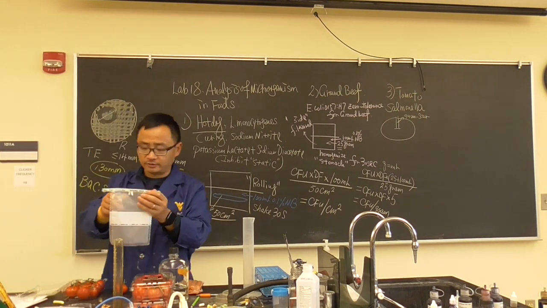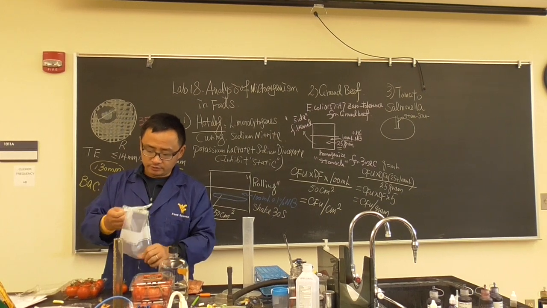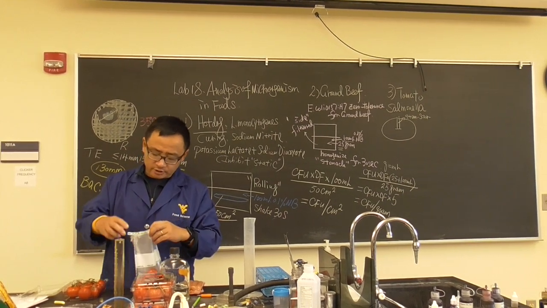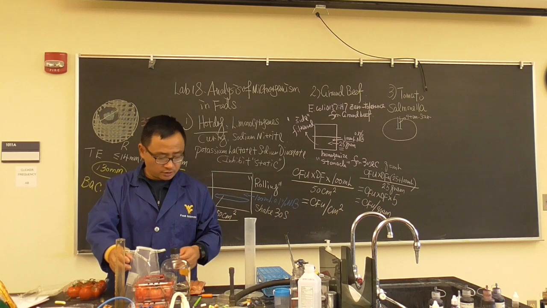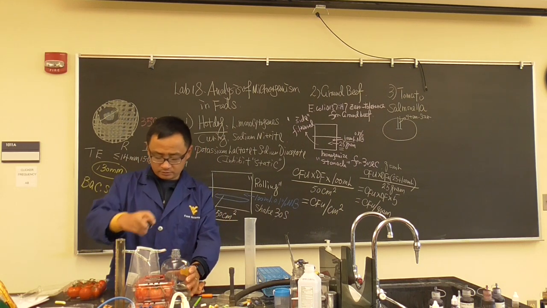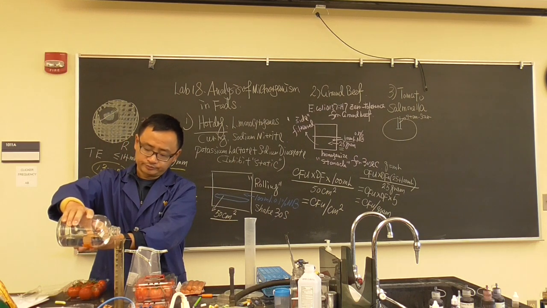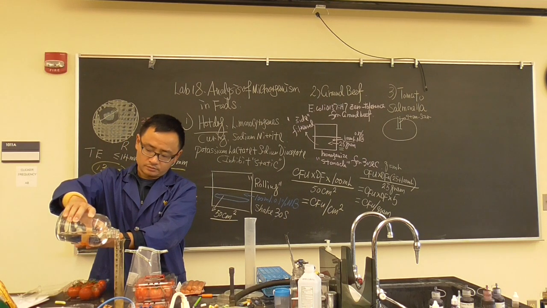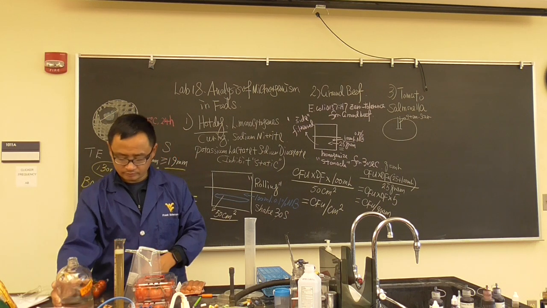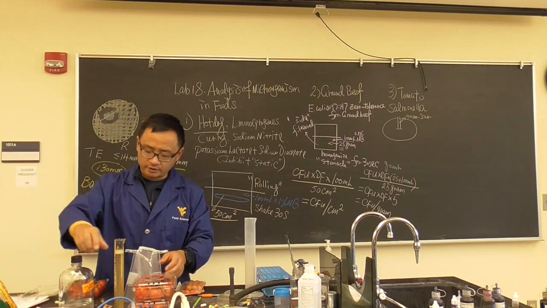So we put in another filter bag. We put a tomato inside. Like this tomato, I would say you could do even 50 ml. Let's still do 100. Let's just keep it the same. So we add 100 ml. And then we dump it in there.